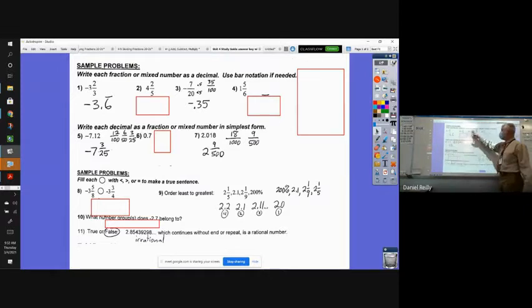Okay, and vice versa. 7/20ths is 0.35, negative.